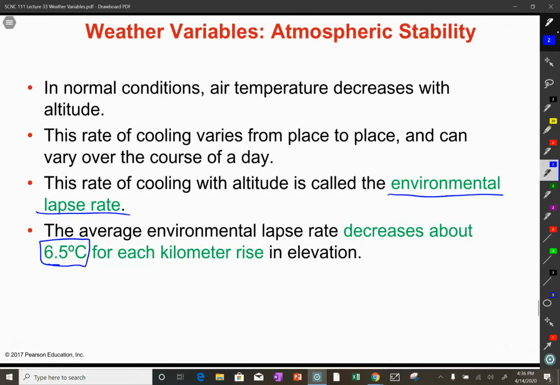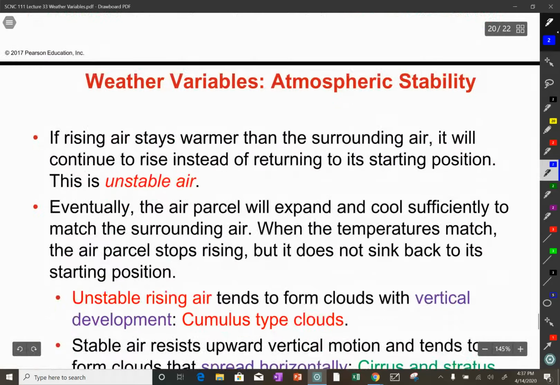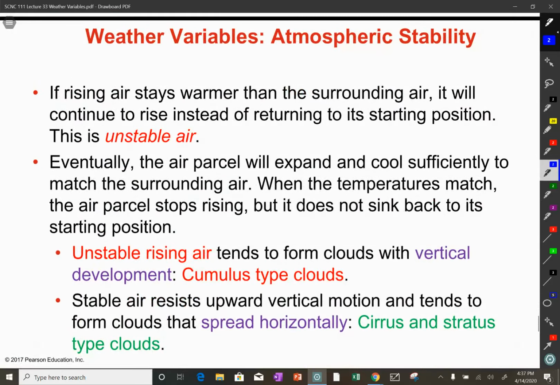So what does that mean? Well, that has everything to do with how clouds and weather systems form. In our next lecture, we're going to talk about cloud formation, and these things will be important for that lecture. But for now, we're just going to settle with this: if you have rising air that stays warmer than the surrounding air, it's going to continue to rise because warmer air is less dense, and less dense things float on more dense. So it continues to rise instead of coming back down.